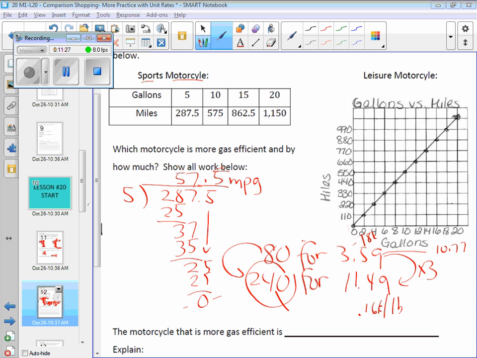Again. All right, now we have to find out what the unit mileage is for leisure motorcycles. We know 57.5 is our miles per gallon for sports. How would you figure out miles per gallon, sorry, for leisure?